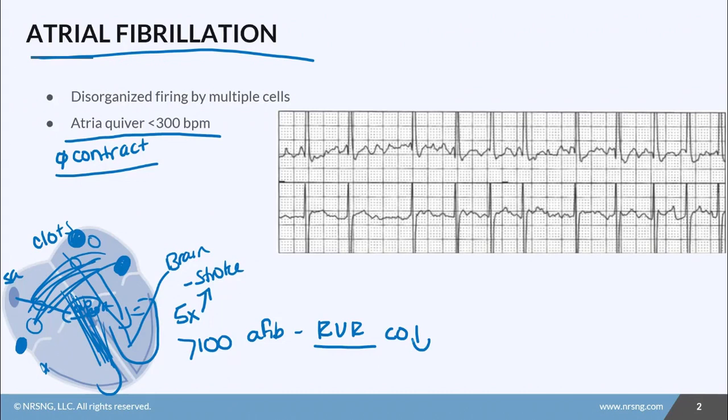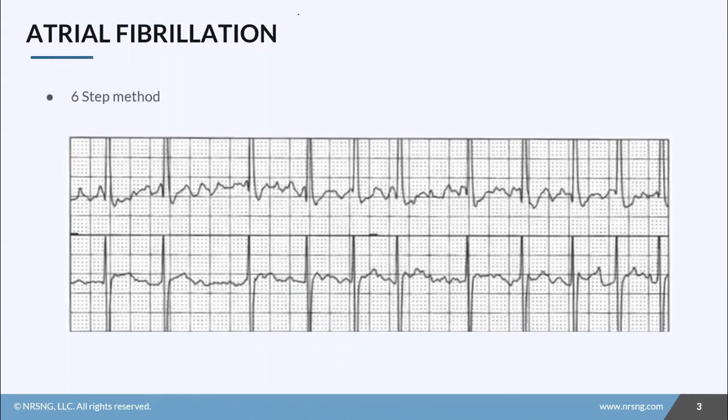So let's break down the characteristics of AFib and do the 6-step method. So in step 1, we got to look at the rhythm. And we got to find out, do we have a regular rhythm or an irregular rhythm? So let's count some boxes. From here to here, we have about 21. From that one to this one, we have 5, 10, we have about 14. And here, let's say we have about 12. So the boxes between the R waves are inconsistent. That makes our rhythm be irregular.